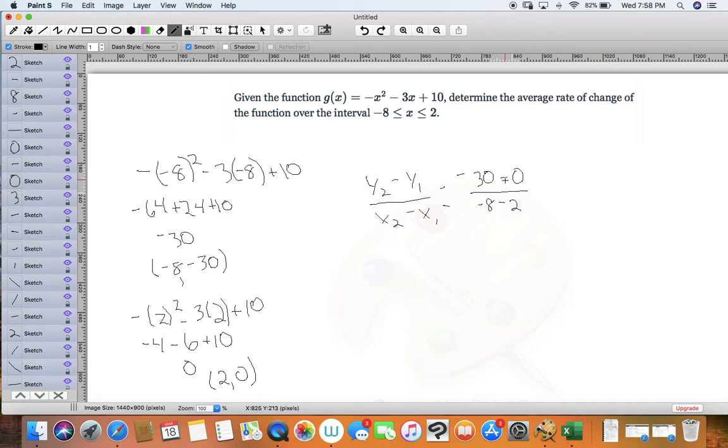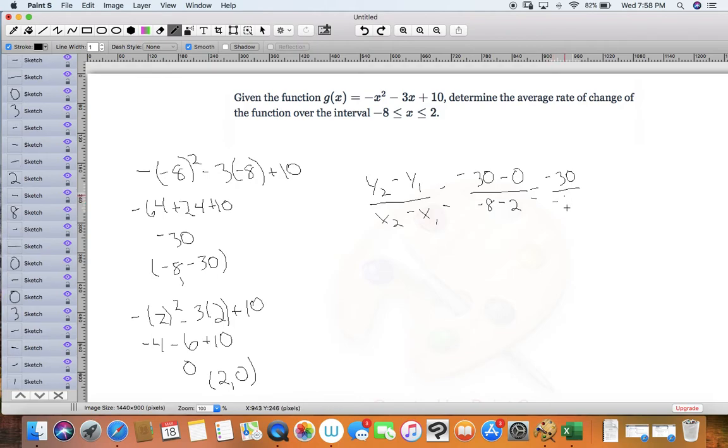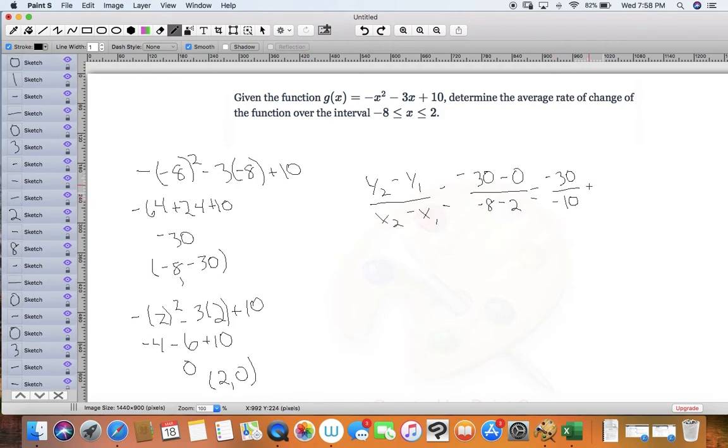So again, we're subtracting our y's and subtracting our x's. Because I chose -30 to come first, that means the -8 has to come first on the x. So -30 minus 0 is going to give us a -30. -8 minus 2 gives us a -10. A negative divided by a negative is positive, and 30 divided by 10 is 3. So 3 would be your final answer. Hope that helps.